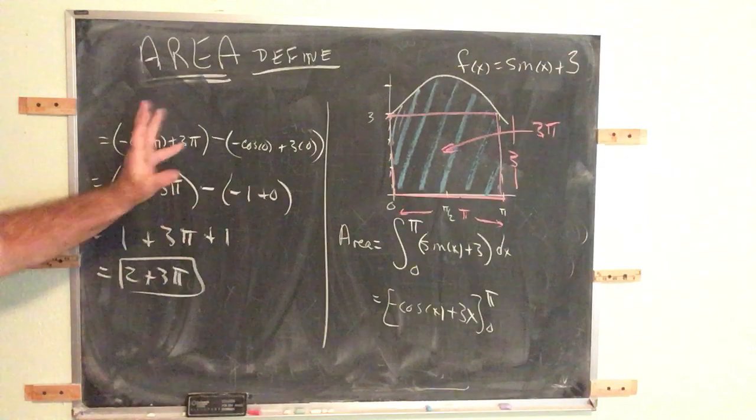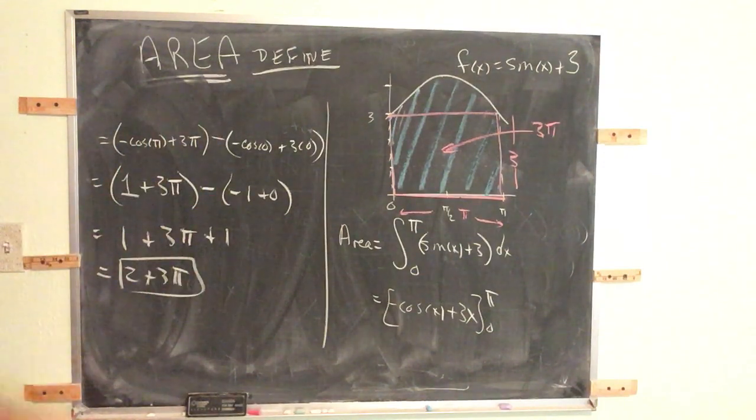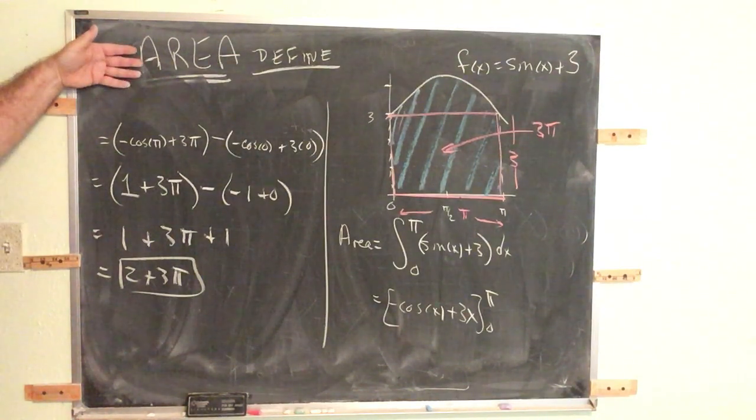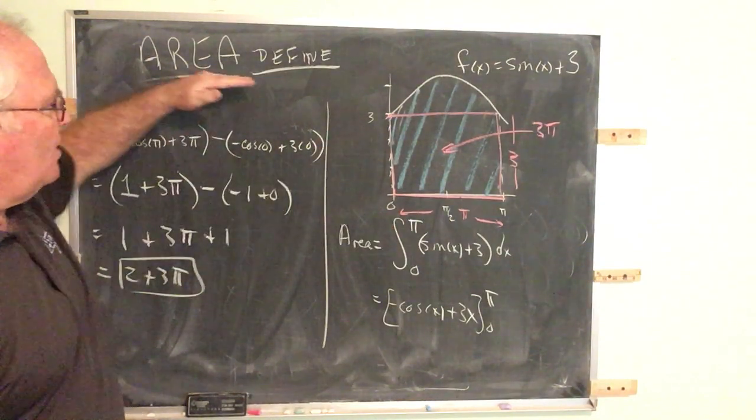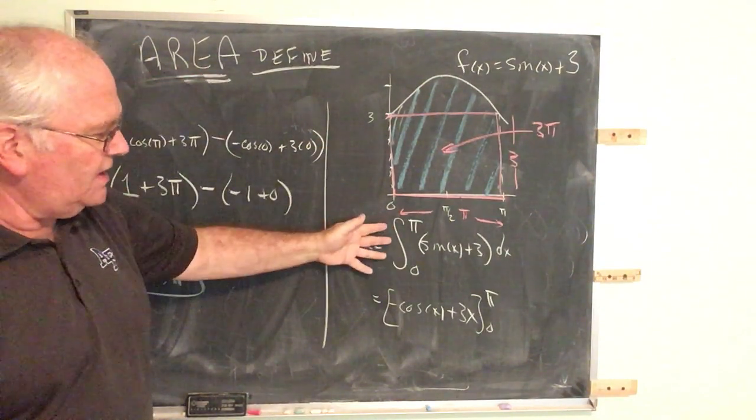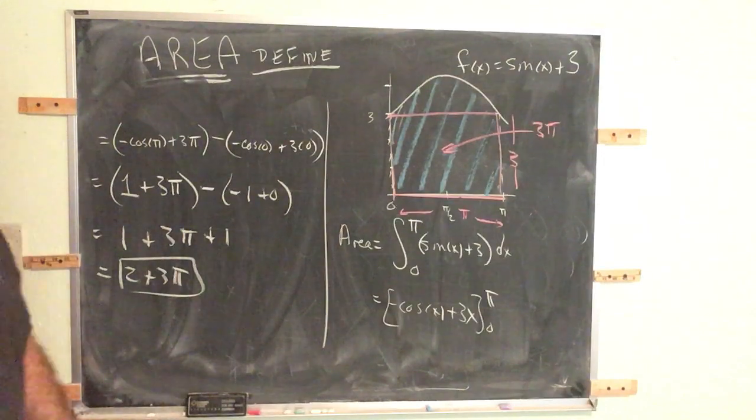Now, why this computation is doing what I'm saying it's doing, I'm going to clarify in our next little video. But from this point on, anytime you're asked to find area, that means you're asked to find a definite integral. Anytime you're asked to find area, that's a definite integral. The word area means definite integral.